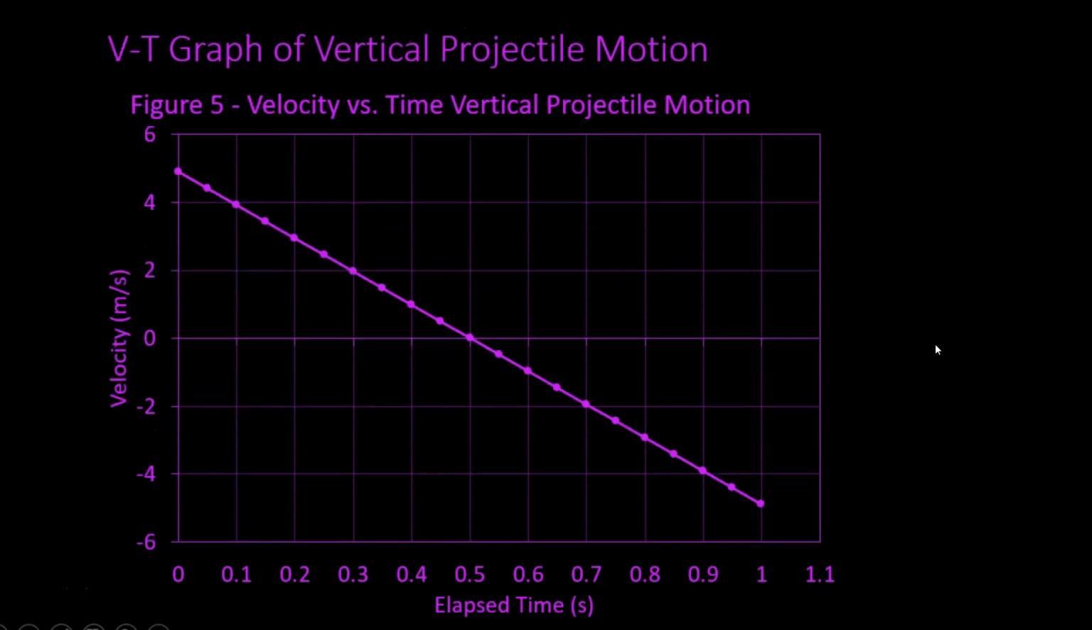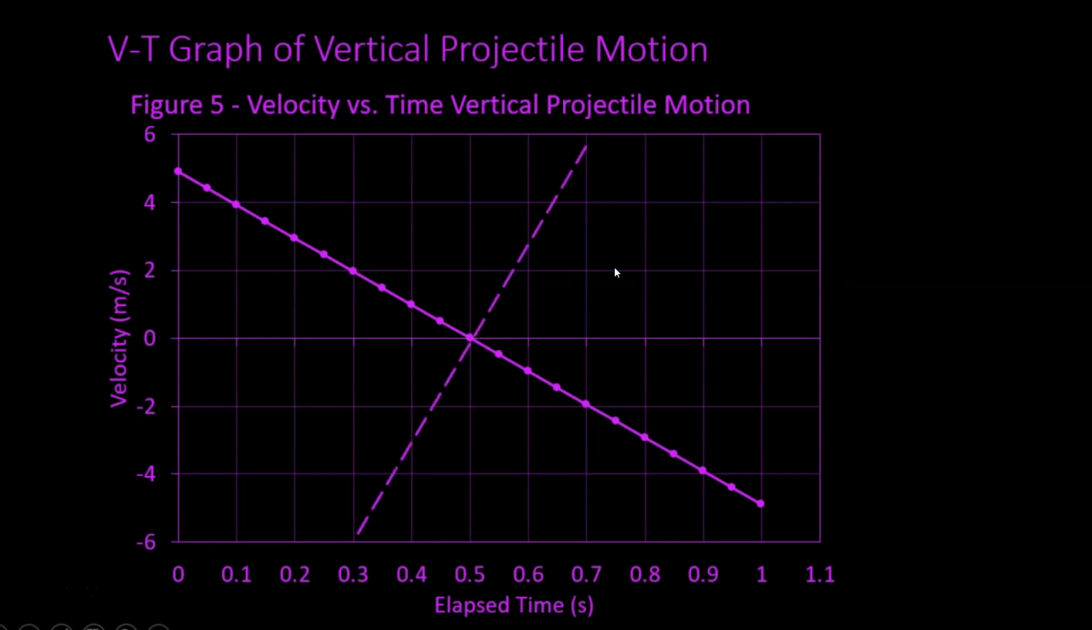Notice these positions are all the same when you're an equal distance from this line of symmetry. Now let's take a look at the velocity time graph, and we can see here that we start with an initial velocity of just under 5 meters per second. We slow down, we reach 0 meters per second, change directions, and then speed up in the negative direction as the object is heading down. And we reach a final velocity when it hits the floor of 4.9 meters per second in the negative direction.